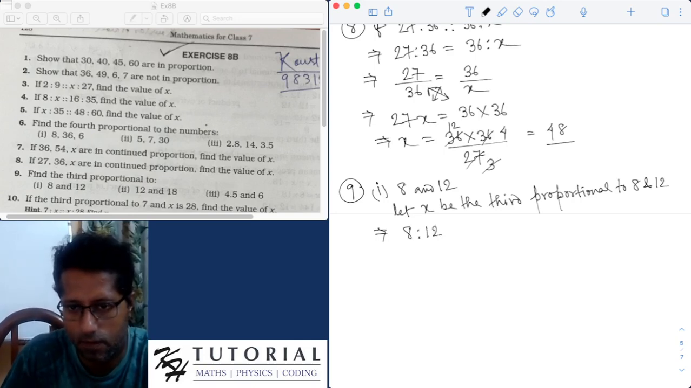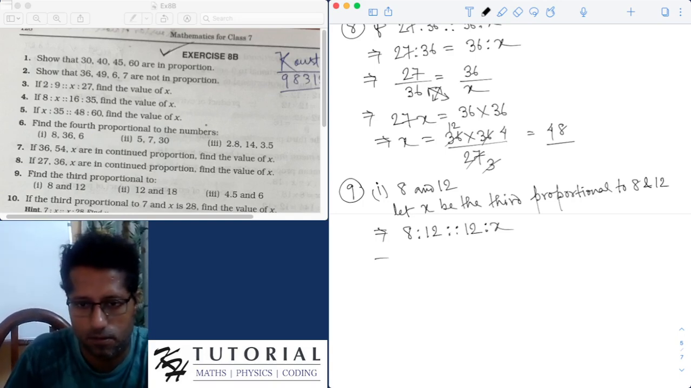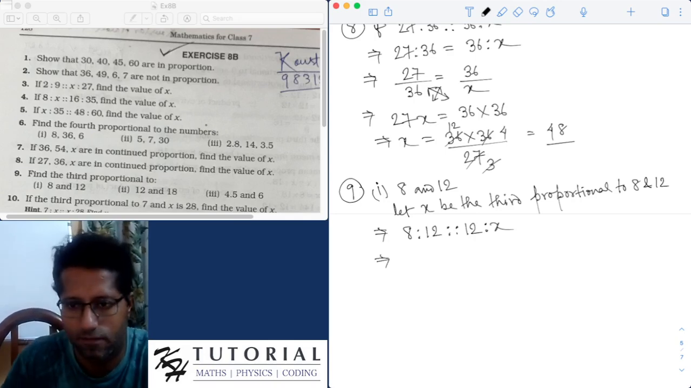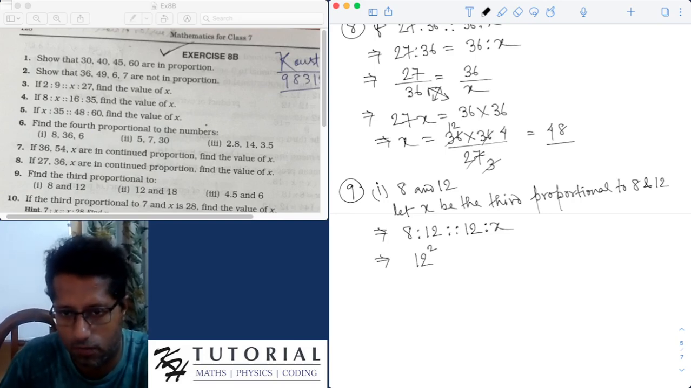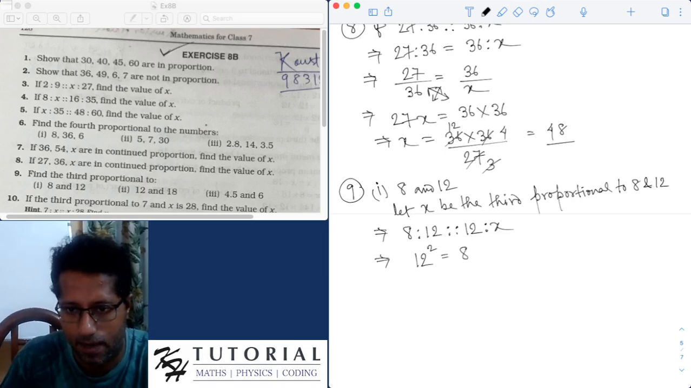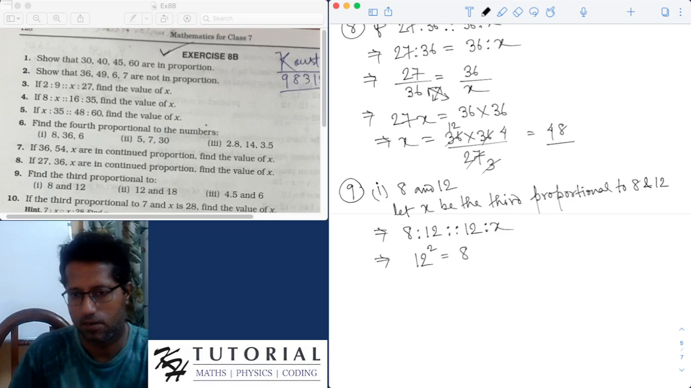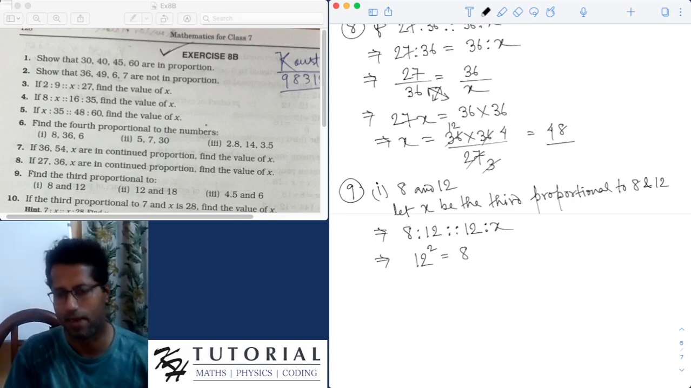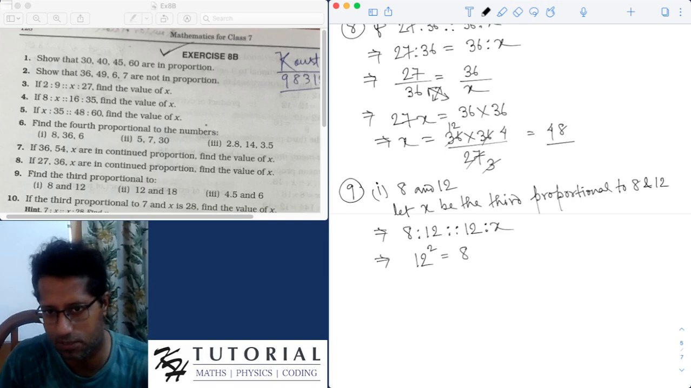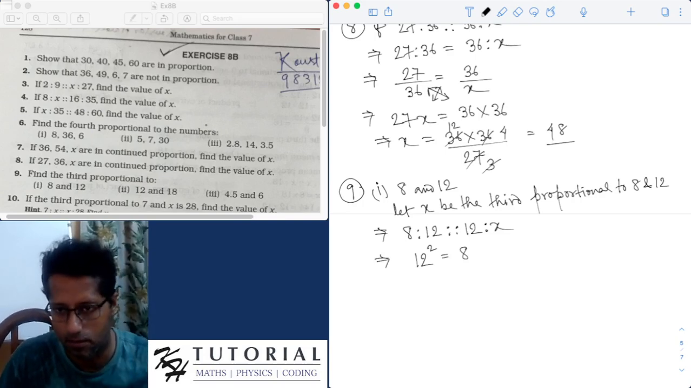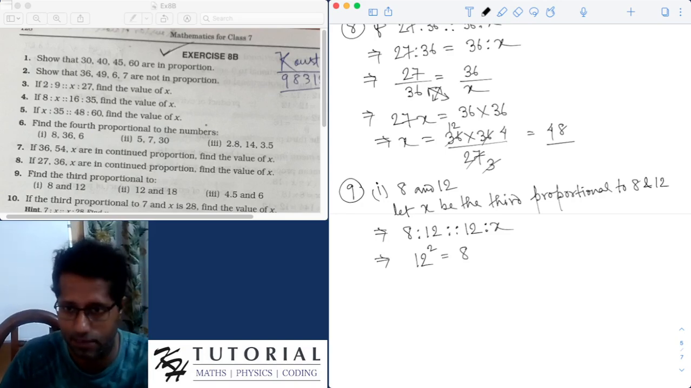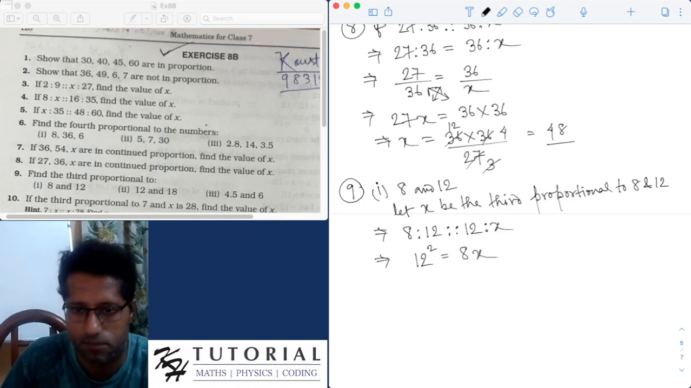This implies that 12 square, the term b here, equals AC, where A is 8 and C is x. C is the third proportional to A and B in a continued proportion. In this problem, we are asked to find the third proportional, which we have considered x. So we have b square equals AC. b is 12, so 12 square equals 8x.